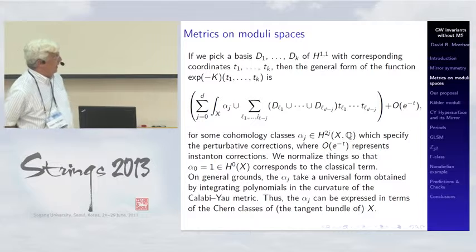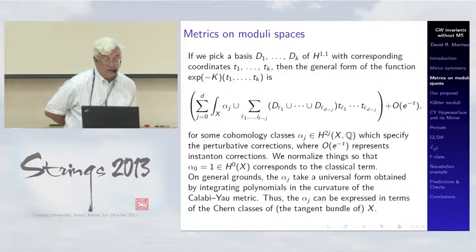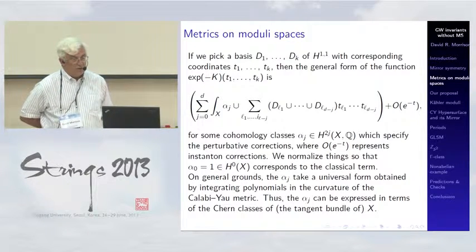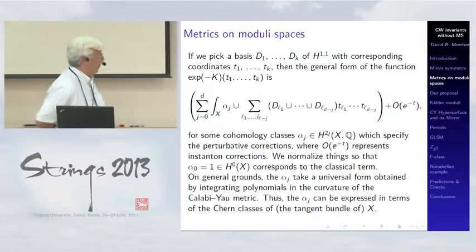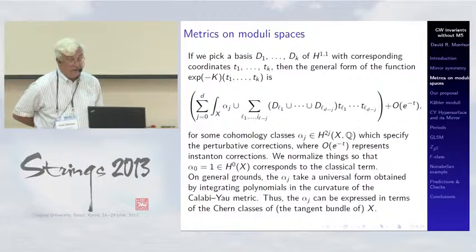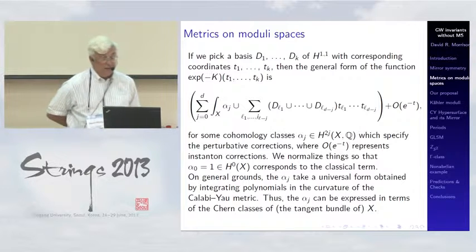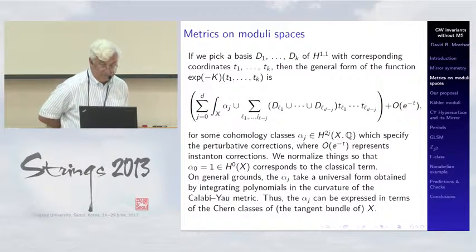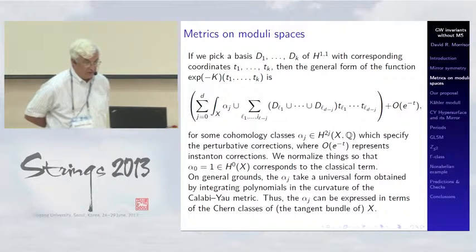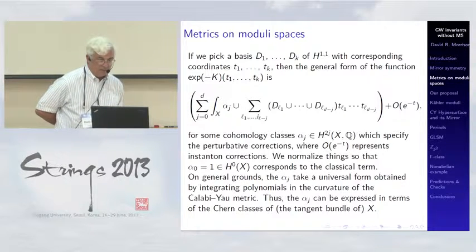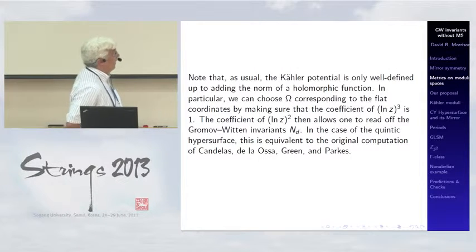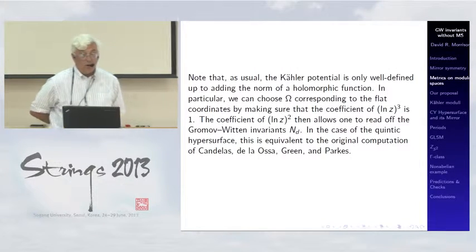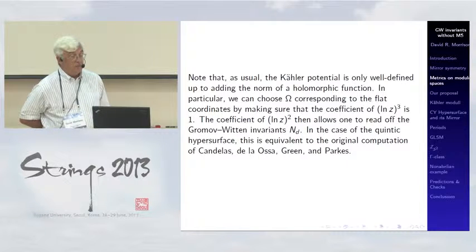And then I've just indicated by big O of e to the minus t the instanton corrections. Those are the things we really want to extract, but in order to extract them, we need to know about the asymptotic behavior first, so that we can get our hands on the not exponentially suppressed corrections by making a complete calculation. So I'm making a calculation of a Kähler potential. It's only well defined up to adding the norm of a holomorphic function.